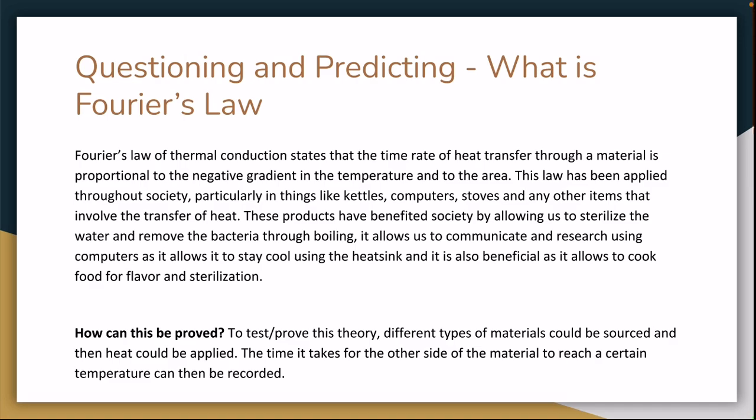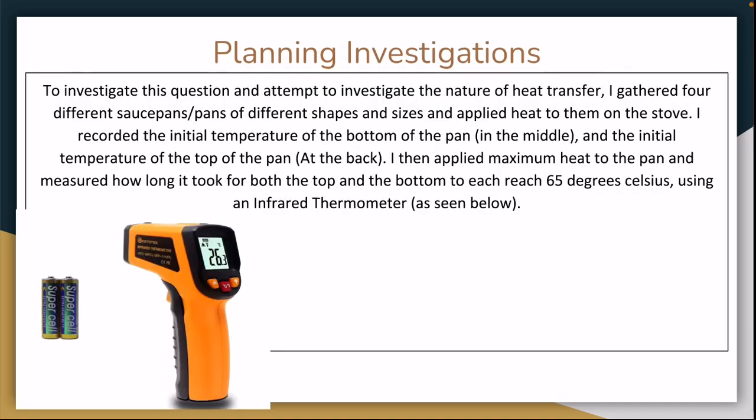How can this be proved? To test or prove this theory, different types of materials could be sourced and then heat could be applied. The time it takes for the other side of the material to reach a certain temperature can then be recorded. Planning investigations. To investigate this question and attempt to investigate the nature of heat transfer, I gathered 4 different saucepans or pans of different shapes and sizes and applied heat to them on the stove.